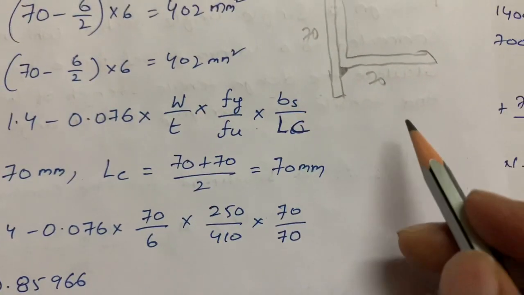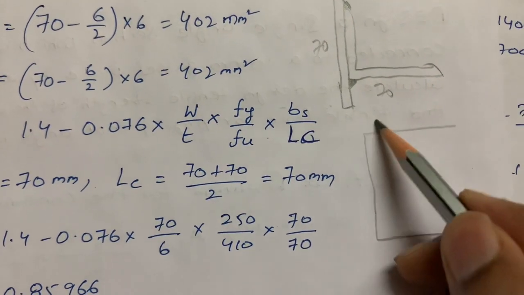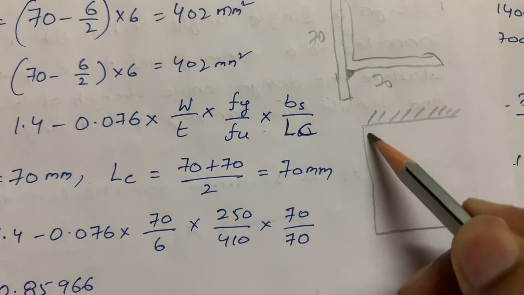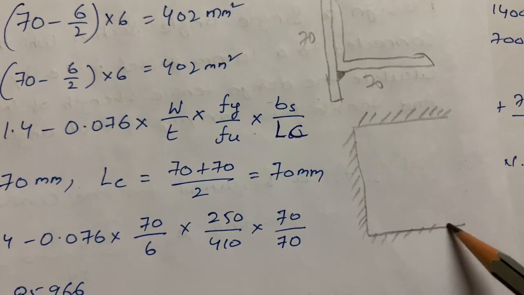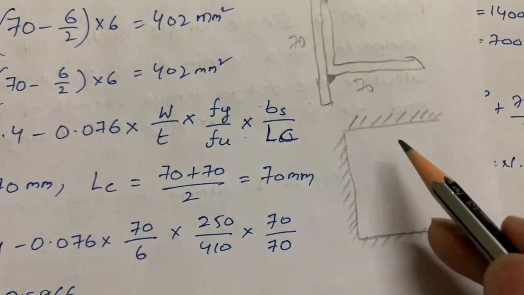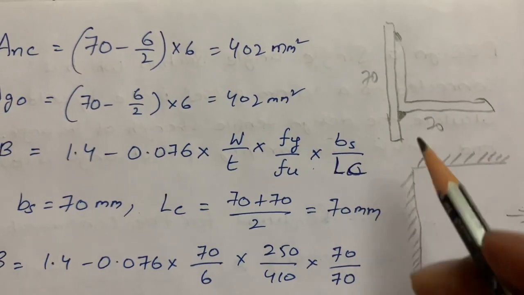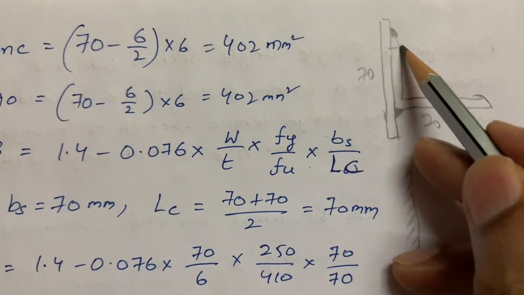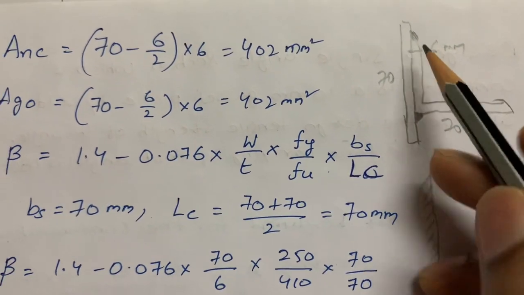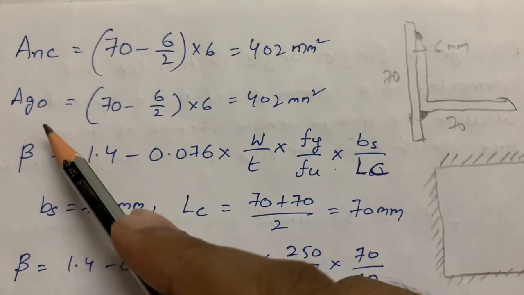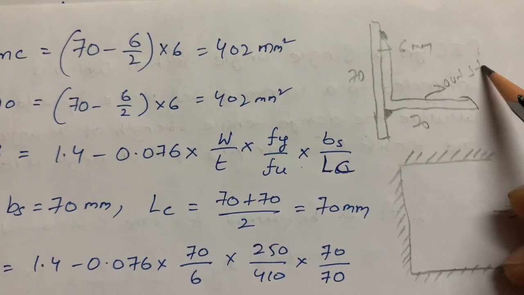If we draw the same view here, this is another view, and this is the welding portion. Like this we can connect. This is the welding portion, and this is the force direction. This is 70 and the thickness is 6 mm. So this is the connected leg. Anc means connected leg, Ago means outstanding leg. Outstanding means the leg which is not connected to the gusset plate.